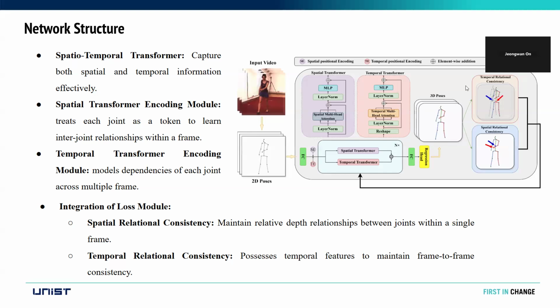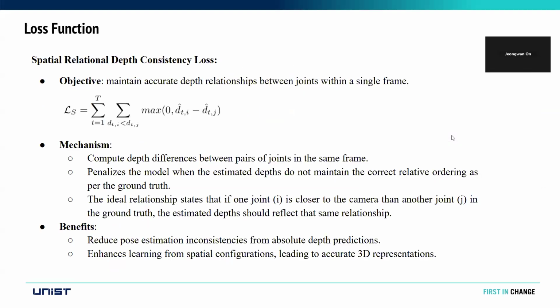And during the training, this estimated 3D human pose will be sent to the temporal and the spatial module to maintain the relationship between joints within a single frame as well as the consistency between frame to frame. For the newly proposed spatial relational depth consistency loss, it is proposed to maintain the accurate depth relationship between joints within a single frame.